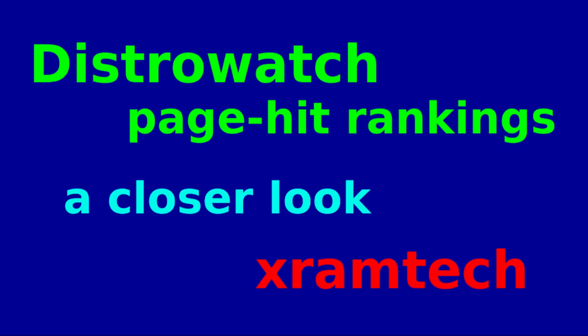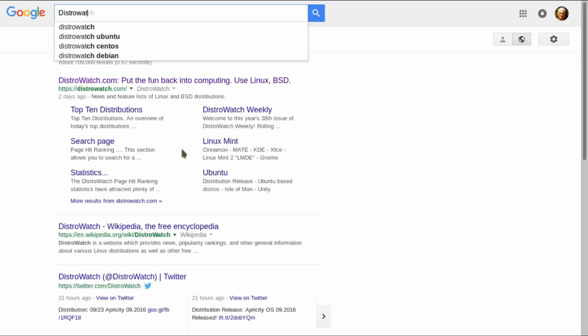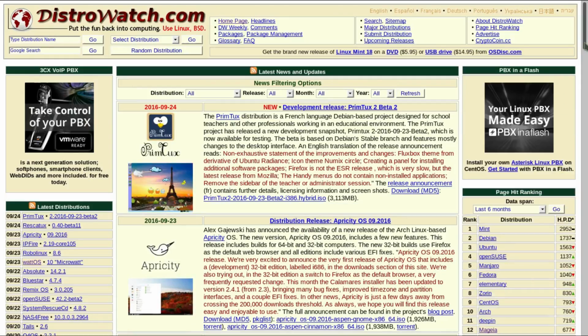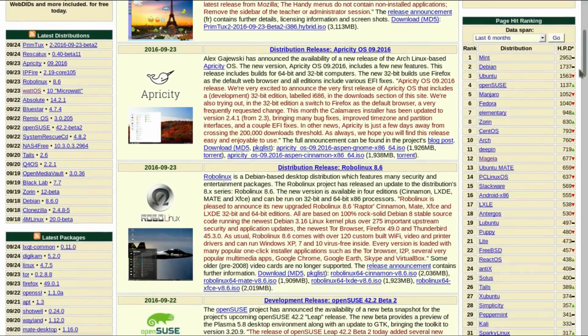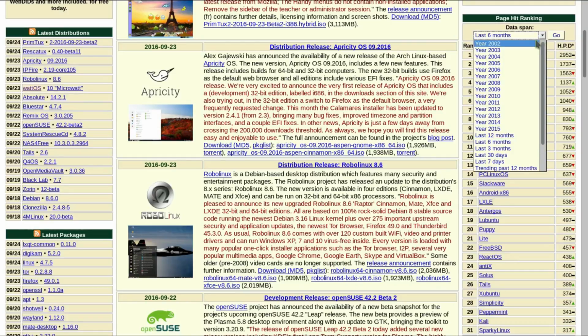Now, the most comprehensive reference about the various Linux distributions is Distrowatch. And you can find it just by Googling the name. The primary thing I'm going to discuss here is the page hit ranking. There's a condensed version on the side of the front page, and it gives you the rankings for the last 6 months.